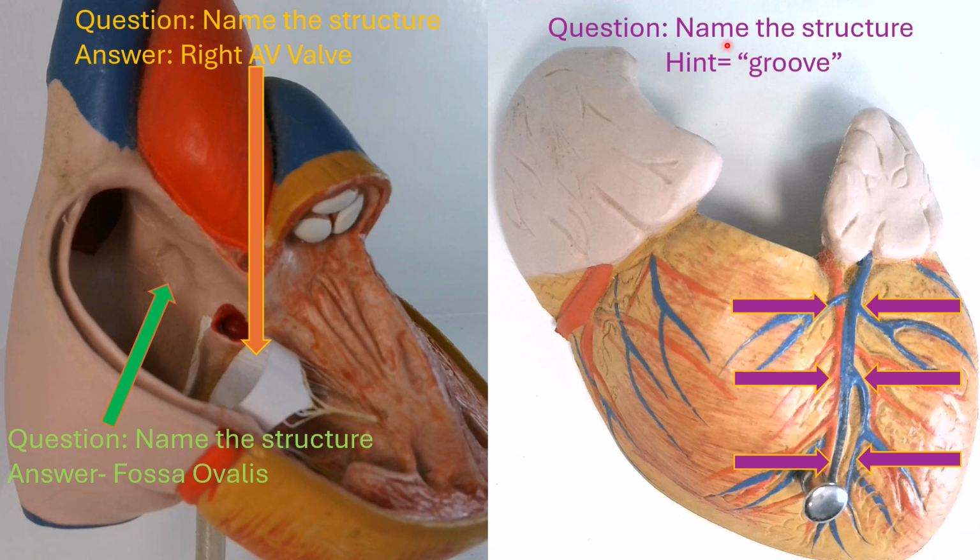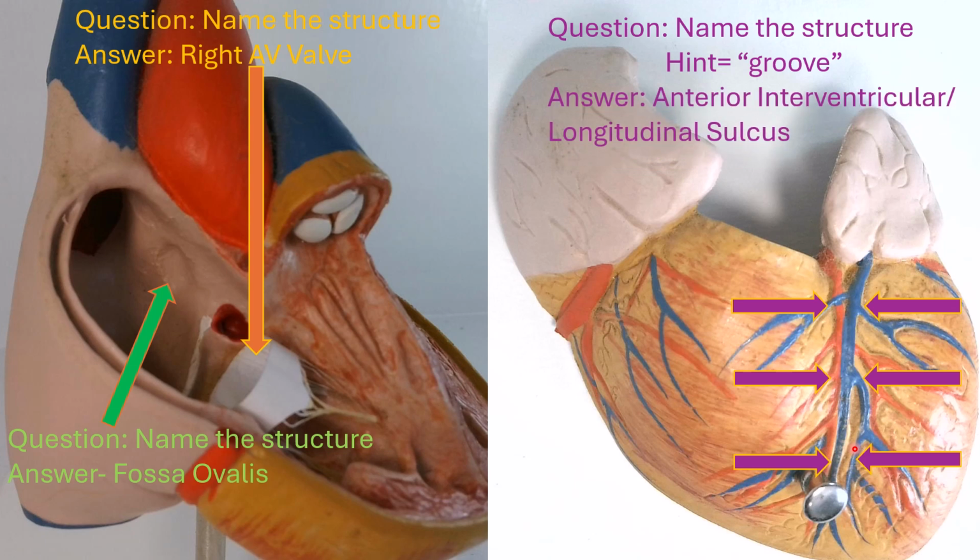This one, name the structure, and the hint is a groove. It's this shallow depression right here. This is known as the anterior interventricular or anterior longitudinal sulcus.